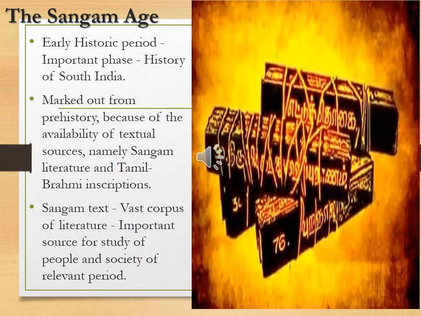Why? Because this period is marked out from prehistory. It is different from prehistory because of the availability of textual sources. From this period onwards we have written evidence. Before that we have no written evidence, and that's why it was called prehistory. Then the Sangam Age was called the historical period.